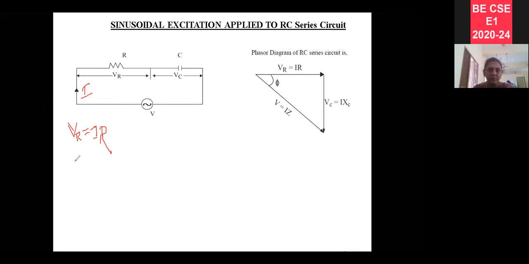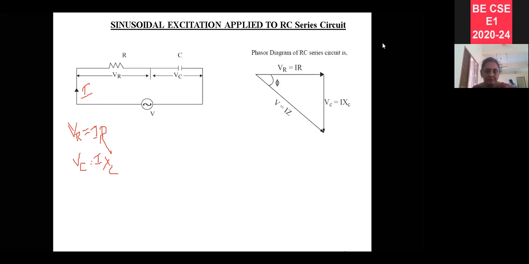Next, VC. Now, what is VC? VC is going to be the voltage drop across the capacitor. So this will be the value of I into XC. Okay. What is XC? I have told you all this in the last class. XC is going to be called the capacitive reactance. Capacitive reactance is defined as 1 by omega C.